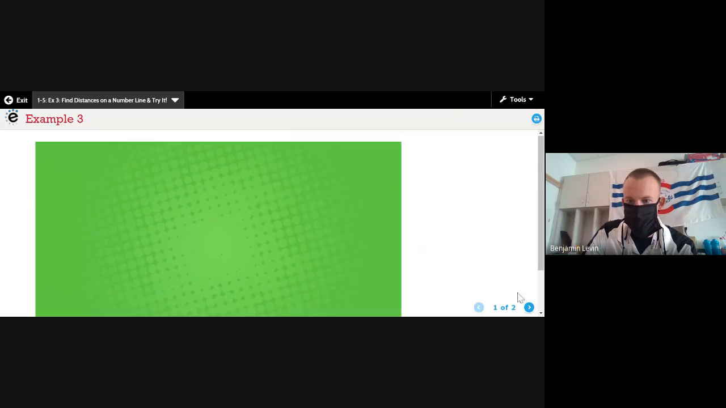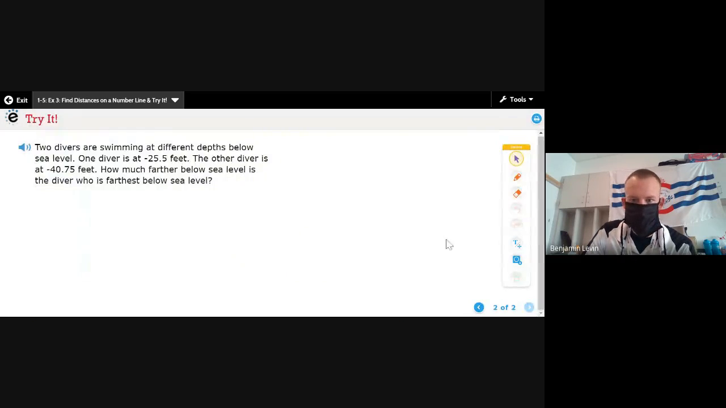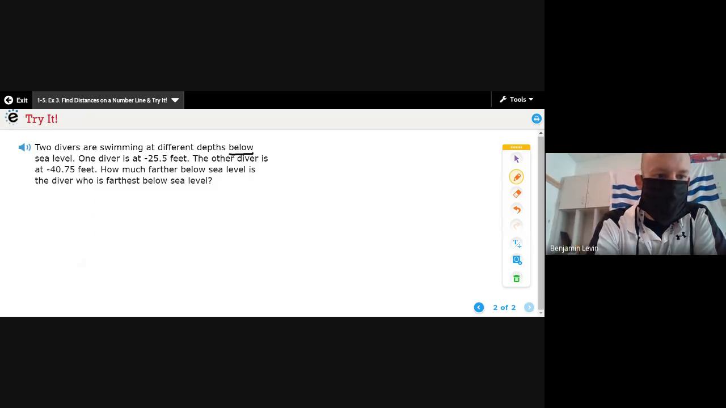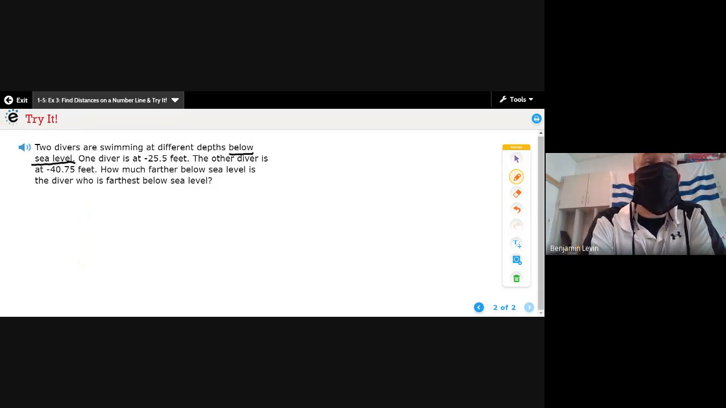So let me get out of full screen and let's go to the problem. All right. So 2 divers are swimming at different depths below sea level. So there's a key word, below sea level, right? So if they're below sea level, is that going to be negative or positive? What do you think? Negative, I agree. Yeah, if they're below something, anything, you're probably going to have negative numbers, right? If you are below 0 in temperature, obviously you're going to be in negative temperature. It's going to be really cold that day if it's going to be below 0.